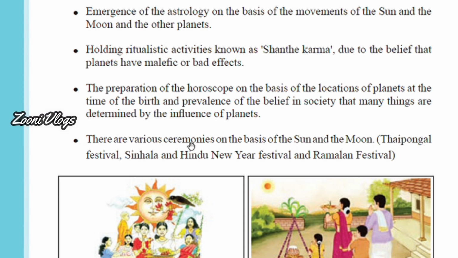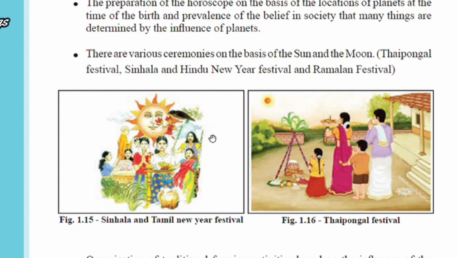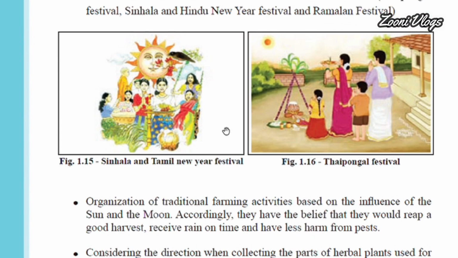There are various ceremonies on the basis of the sun and the moon. Now you can see here a picture of Thai Pongal and the Sinhala and Hindu New Year. And the Ramlan festival, all those belong to the planets.